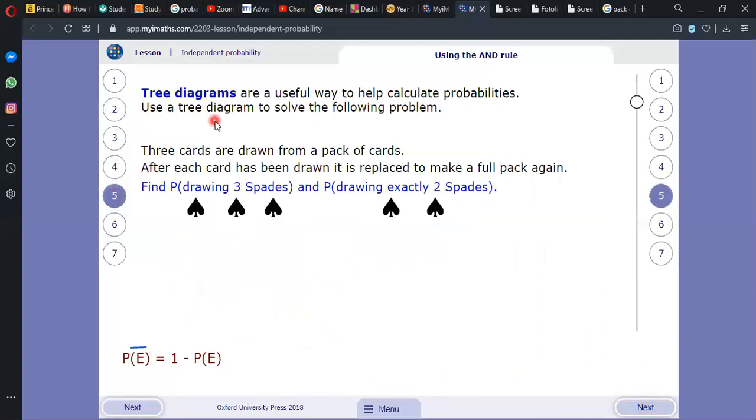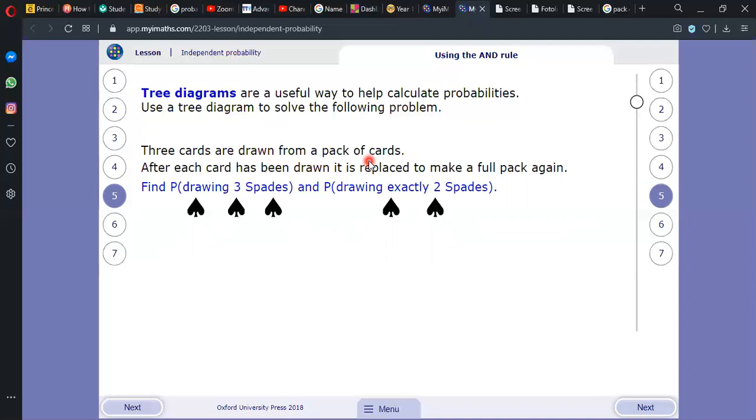Tree diagrams are a useful way to help calculate probabilities. Use a tree diagram to solve the following problem. 3 cards are to be drawn from a pack of cards. 3 cards, don't forget, we will always draw 3 cards. After each card has been drawn, it is replaced to make a full pack again. So that means that when you pick a card from the pack of cards, you return it before you pick the next one.